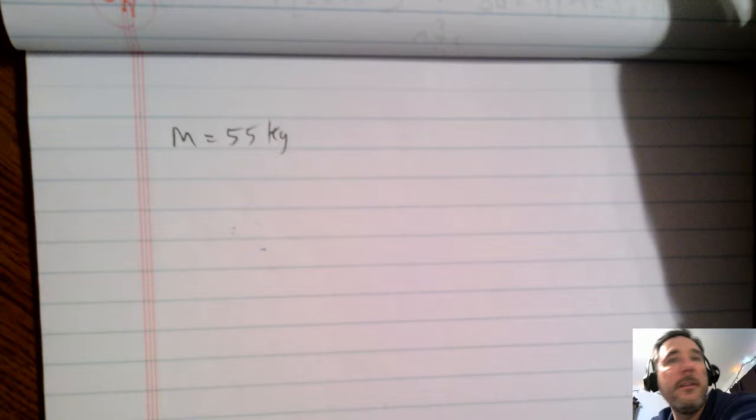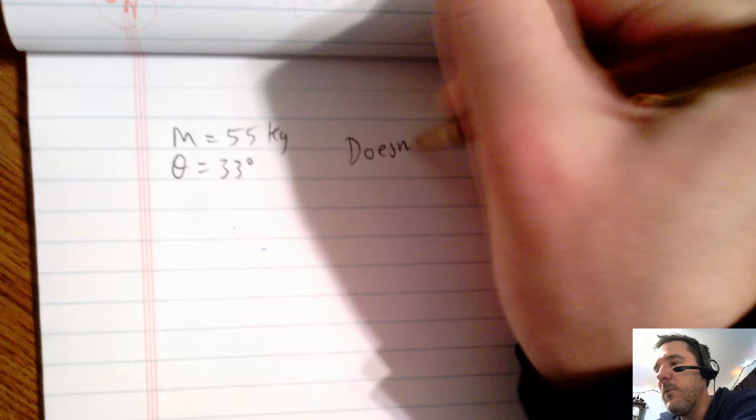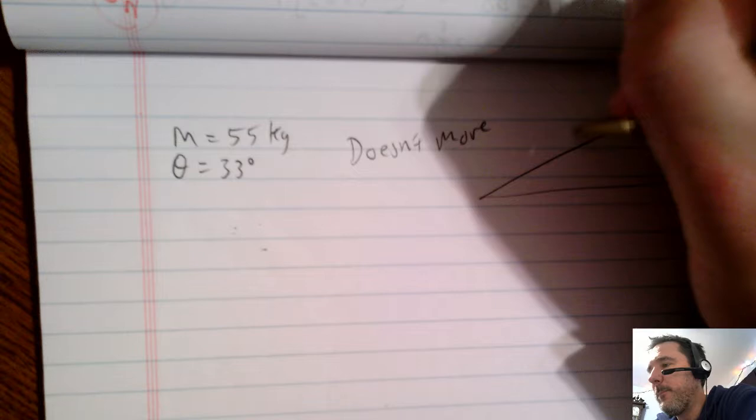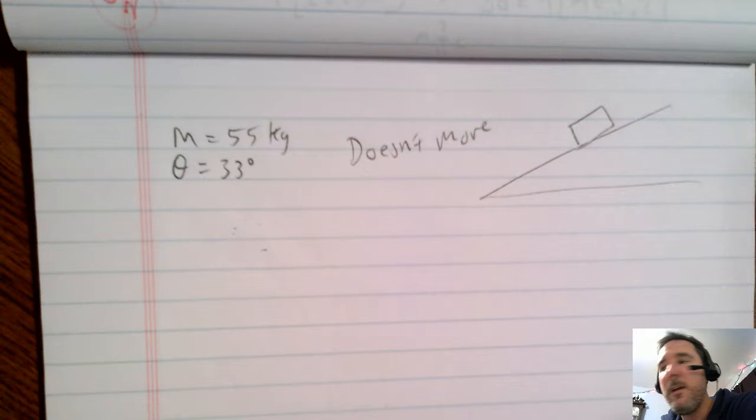I'm not going to write a story or anything like that. The ramp, so that's the mass of it. It's sitting on a ramp. The ramp is 33 degrees, and it doesn't move. Okay. That means this thing is just sitting here on a ramp, being itself, not moving. Forces are balanced. All right. What's the force of friction holding it up?